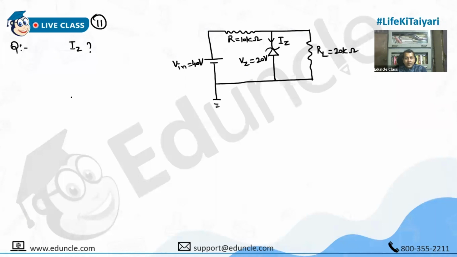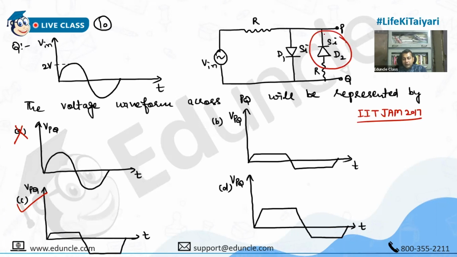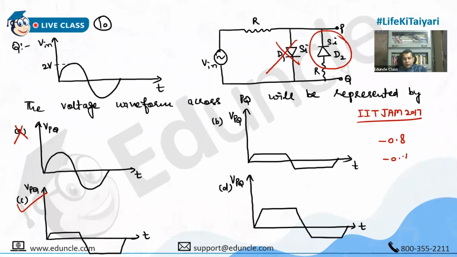So you have to find IZ. Sir, can you repeat again about the negative half in the previous question? During negative half, when the voltage is more negative than 0.7, this diode will be on. You mean like 0.08, 0.09 like this? Yes, if it is minus 0.9. Okay. Yes, sir.